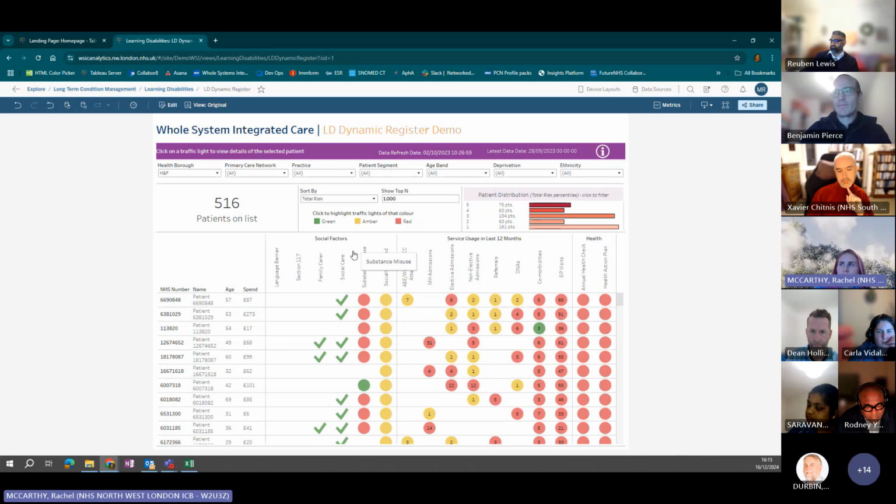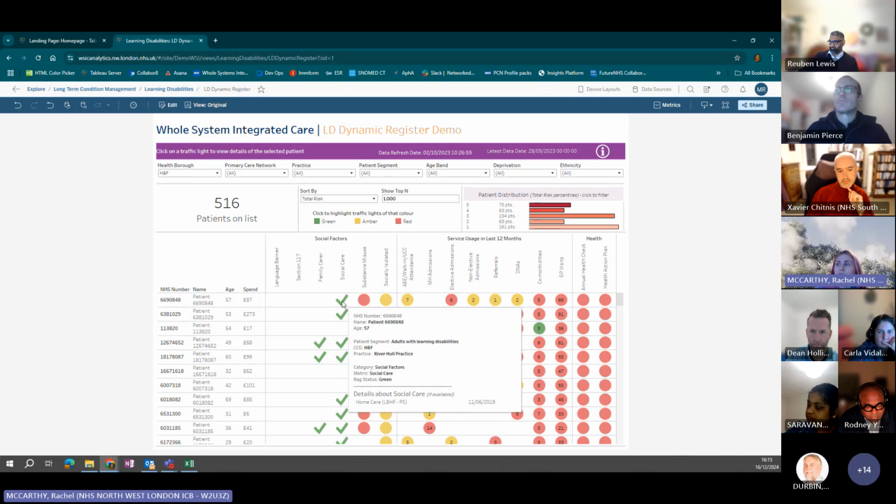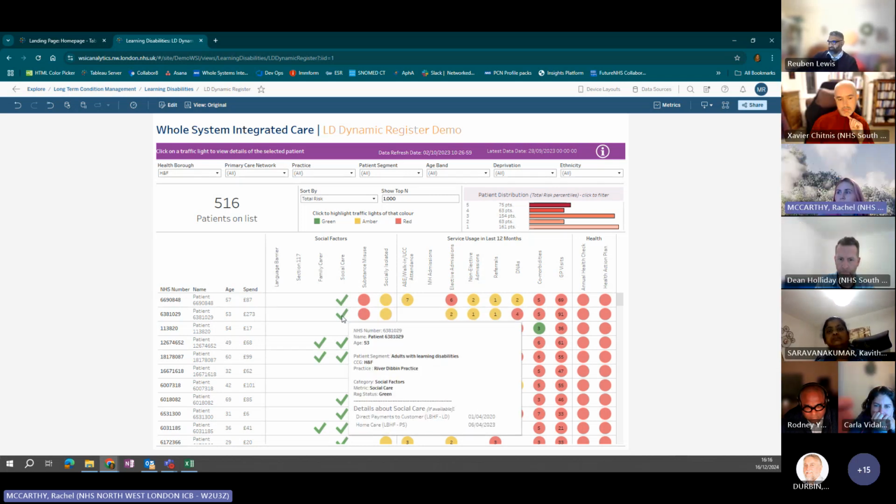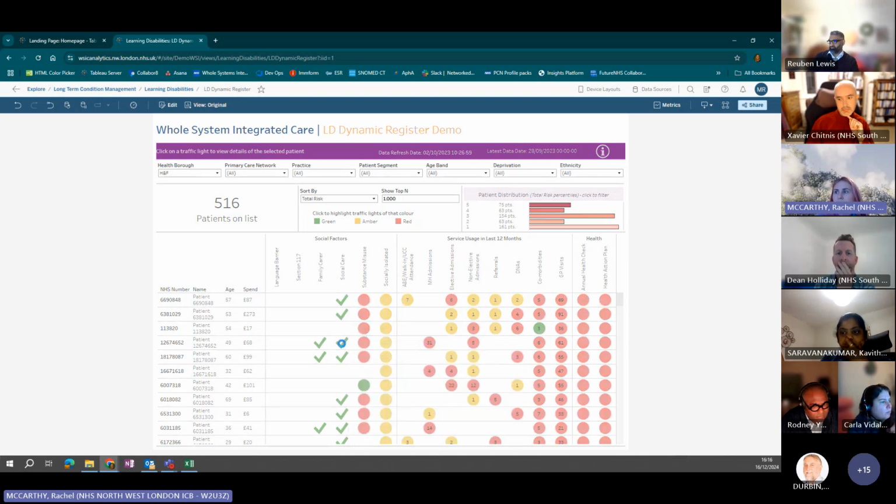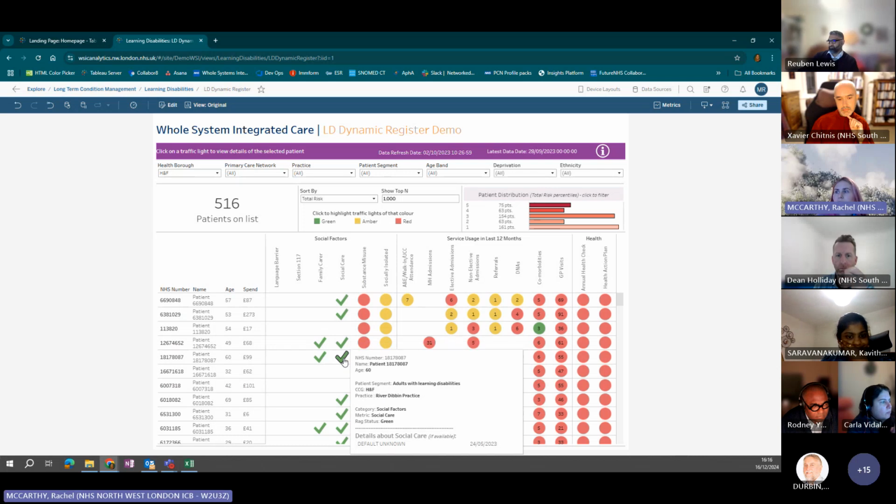Are they known to social care? So from the local authorities data set, we can see if they are known to social care, and not only if they're known to social care, but what their primary reasons are for being seen by social care. So in this case, it's for home care, and it might show us a few different primary reasons for being seen by social care.